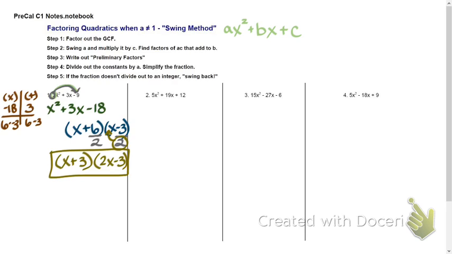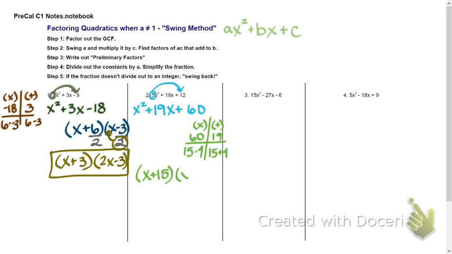I see there's no common factor, so we're going to swing the 5 forward. So we have x squared plus 19x plus 60. I need to find two numbers that multiply to get 60 and add to get +19. I see they're both positive, so I think 15 times 4 will work, and then 15 plus 4. We write out our preliminary factors: x plus 15 times x plus 4.